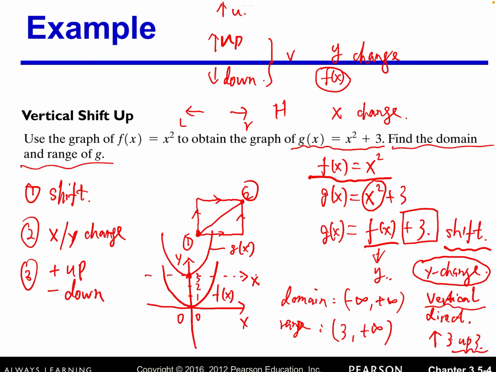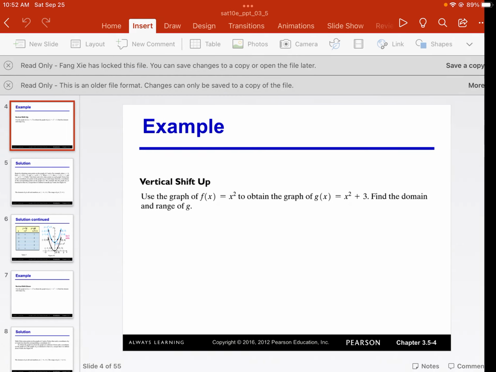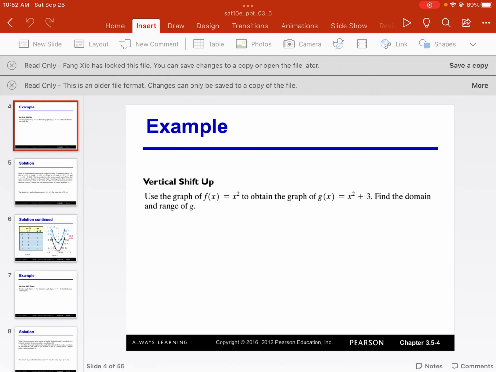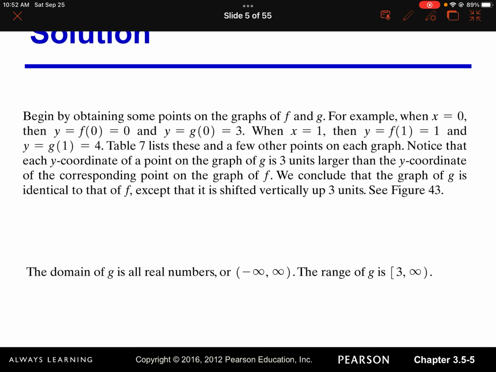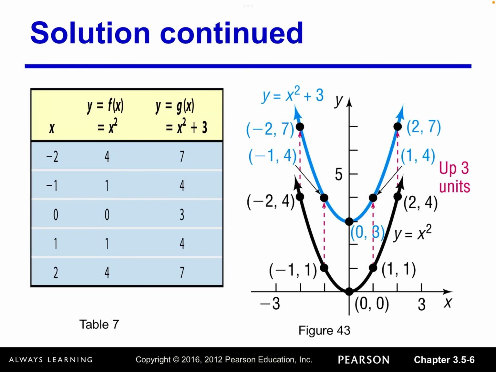All right, so now let's look at another example. This is just to explain what I just showed you. Okay, that's the better graph. This is the function f of x. This is vertically shifting up. That's the g of x.